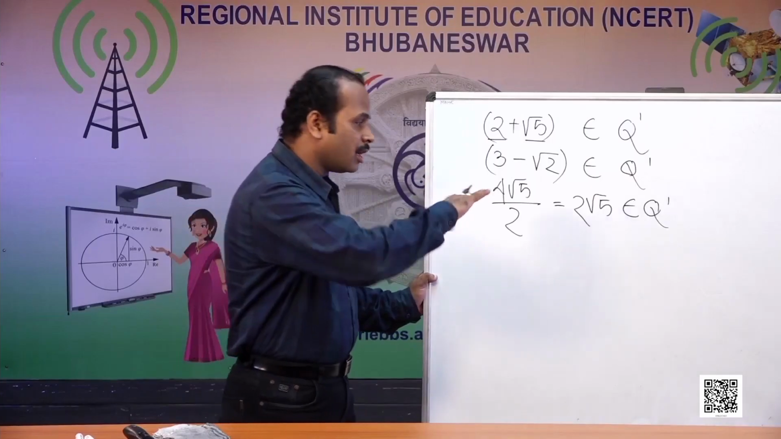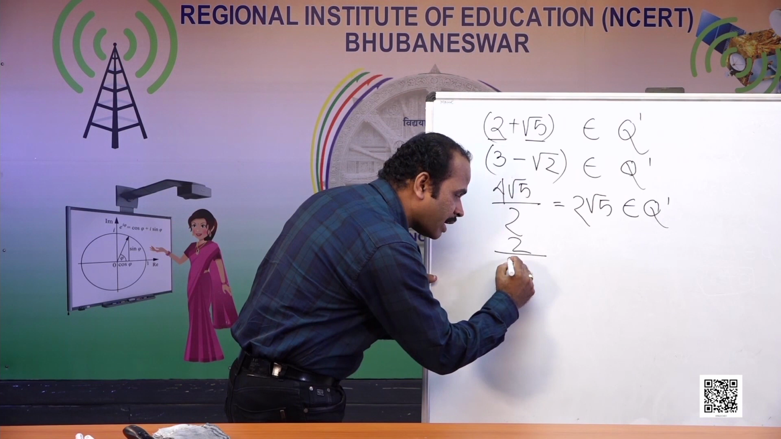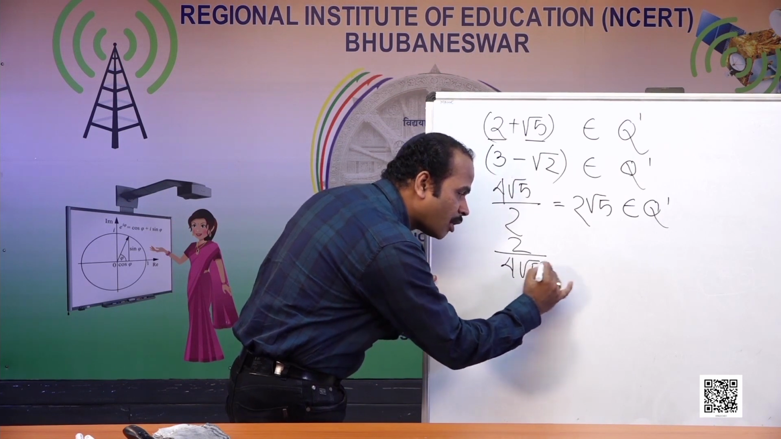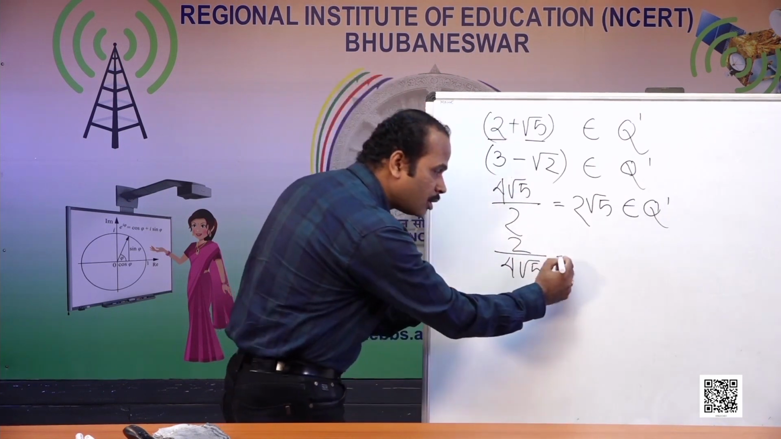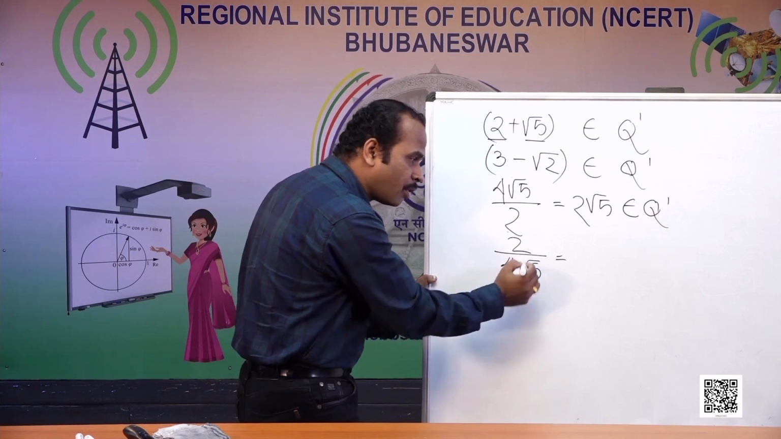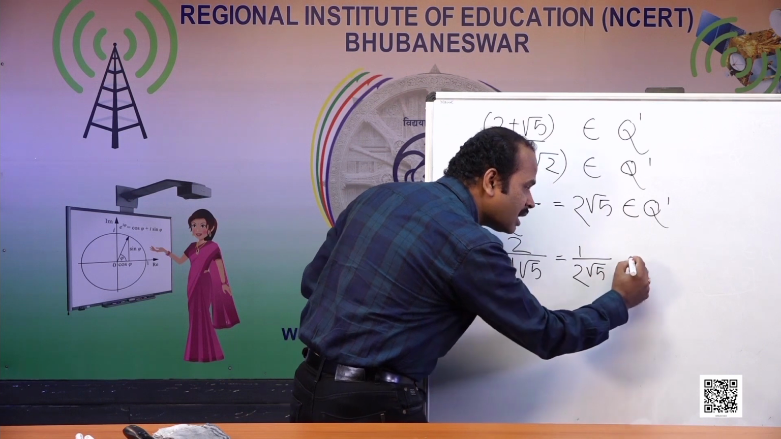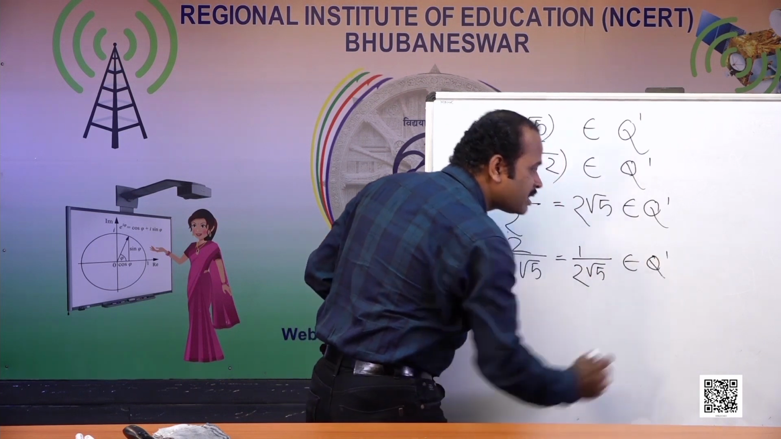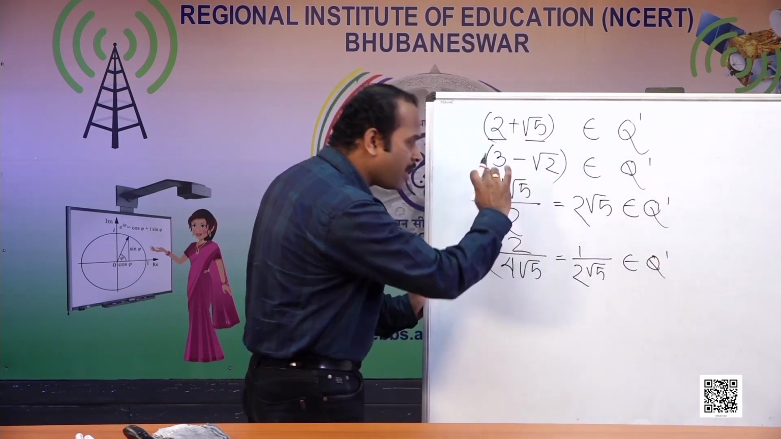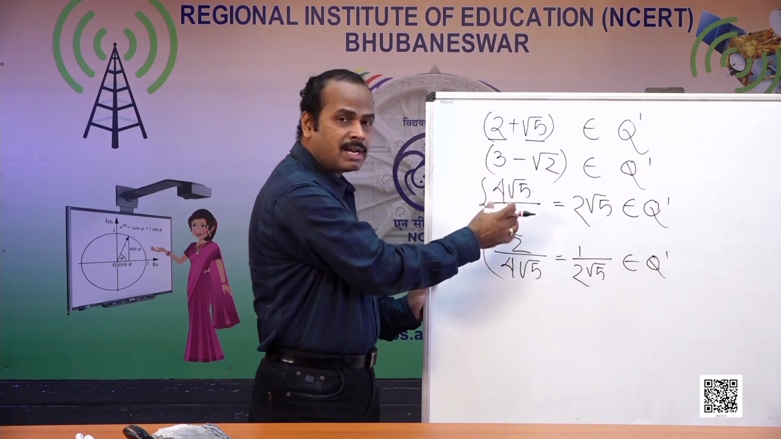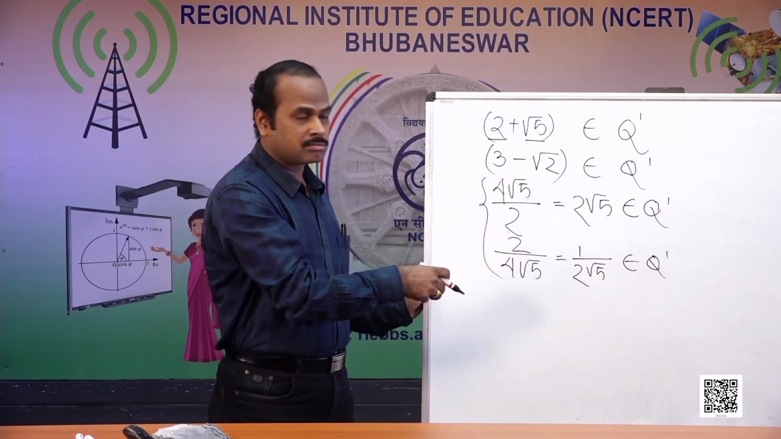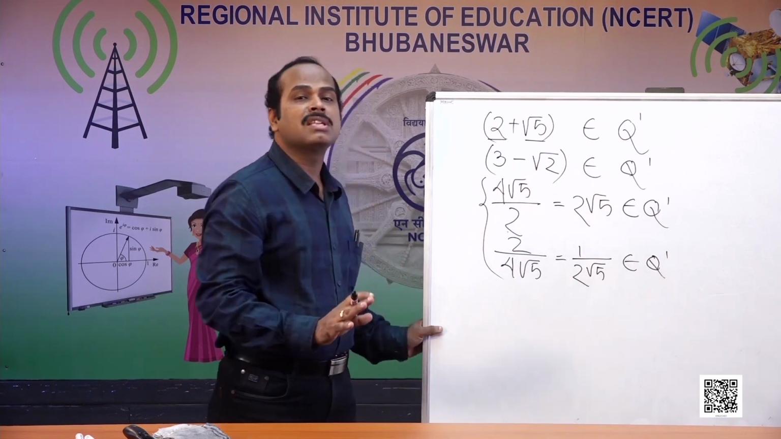If I had done 2 by 4 root 5, I would get an irrational number again. Look here, this 2 can be cancelled with the 4. I will find it is 1 by 2 root 5, which is an irrational number. So this gives us the idea that whenever we divide a rational number by an irrational number, the result is always an irrational number.